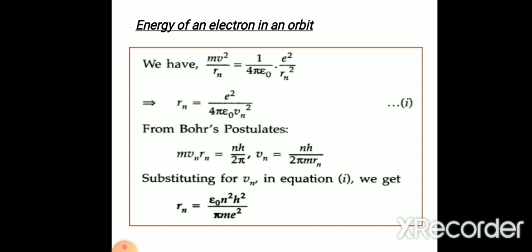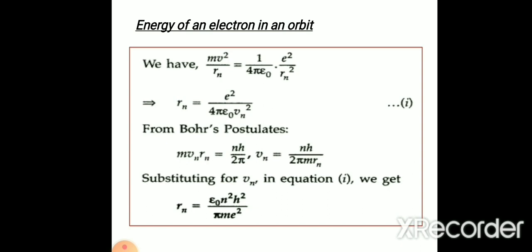So we can equate the electrostatic force and the centripetal force. We have already learned that centripetal force is given by mv square by r, and electrostatic force is given by 1 by 4 pi epsilon naught q1 q2 divided by r square according to Coulomb's law. So here we can say that an electron will be stable in an orbit if the centripetal force is equivalent to the electrostatic force.